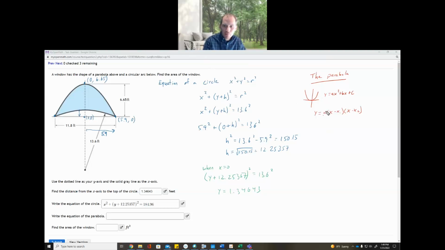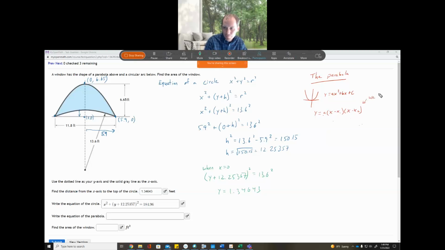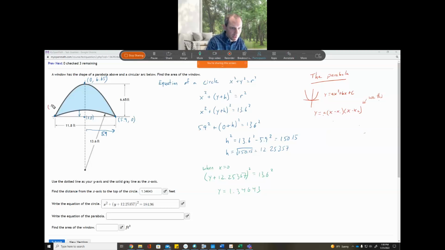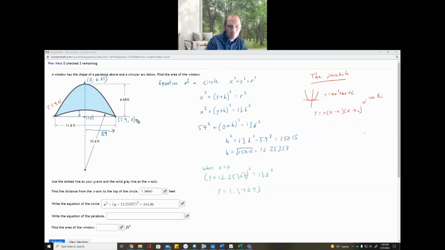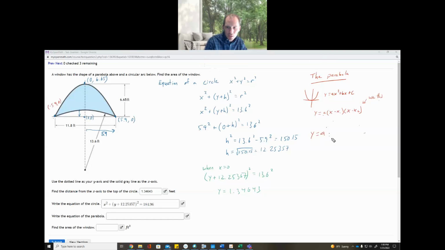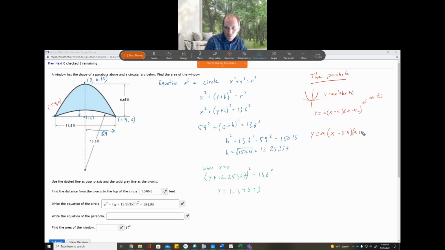Okay, and I still have a number out front because it can still be stretched up or down, right? But this gives me a different way of writing the equation of a parabola, and this is the equation I want to use, the factored form. And so then I know the factors because I know what the x-intercepts are. This one is negative 5.90, the other one is 5.90. So my equation of a parabola is going to be some unknown constant a times x minus 5.9 times x plus 5.9.